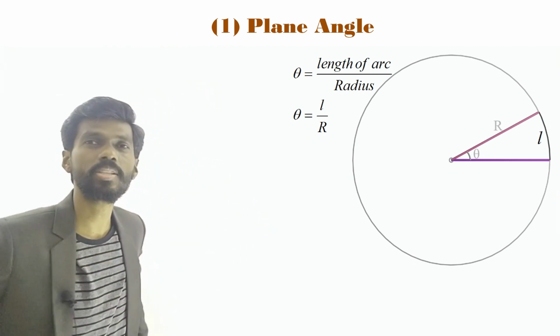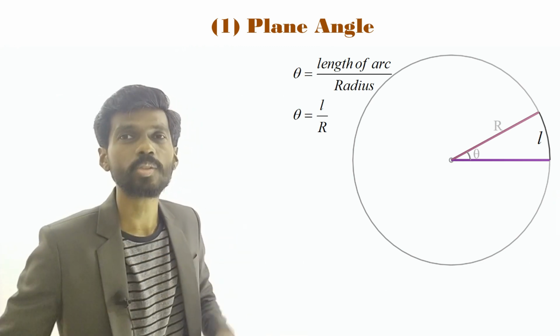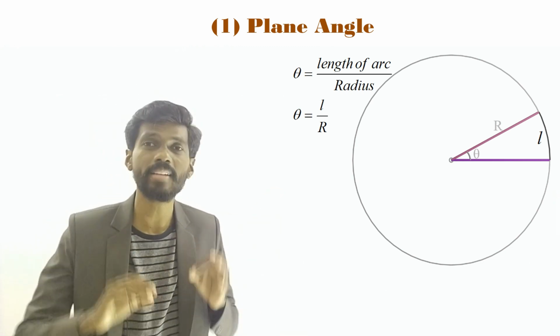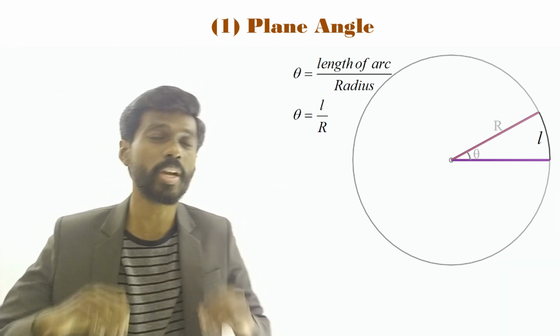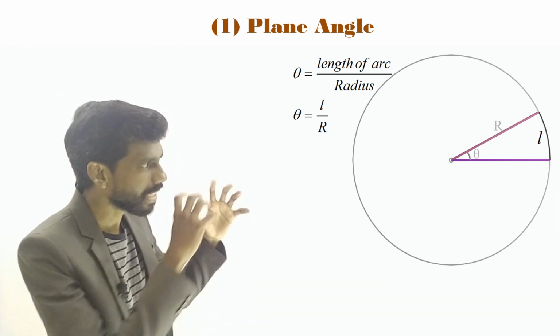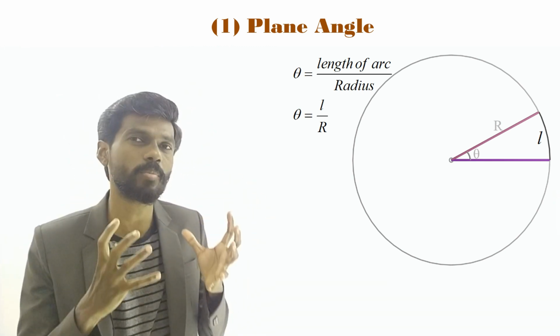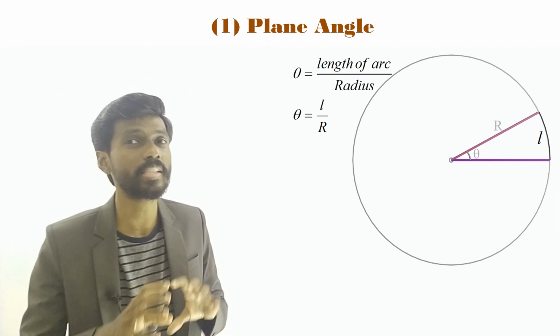So this is the definition of plane angle, or simply angle. That is the arc length divided by the radius. Alright, now we are going to define the solid angle using exactly the same terminology; we'll use almost the same idea to define the solid angle.